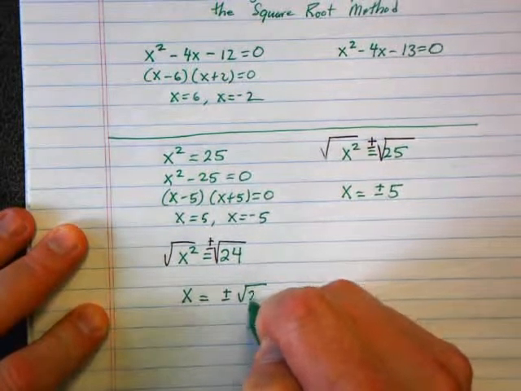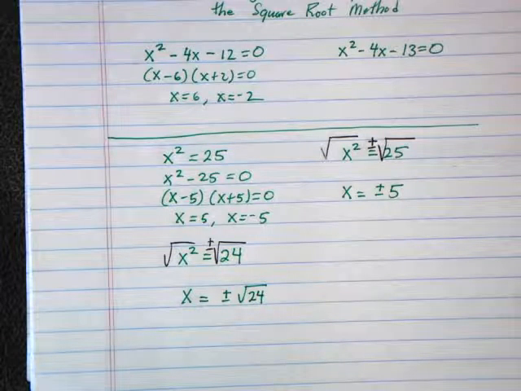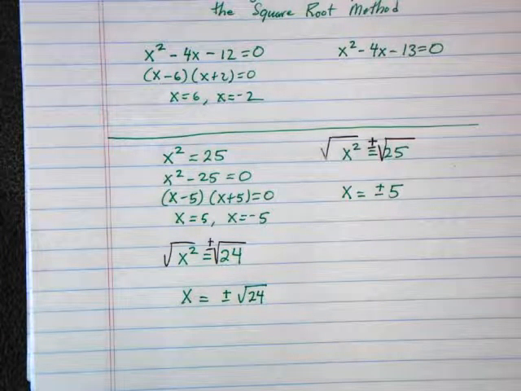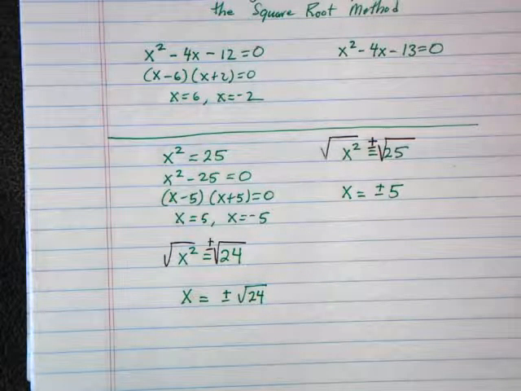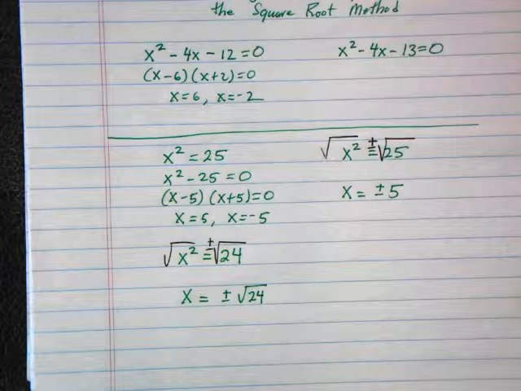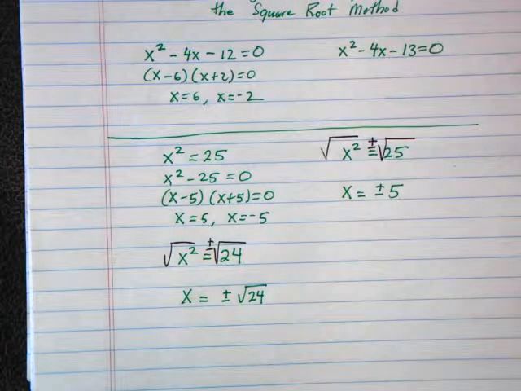Now, as far as I'm concerned, that's a perfectly acceptable answer. I don't mind that. However, when you go to do your extra credit work on MyLab, you go to do your homework, MyLab's not going to take that answer. Why not? It wants all square roots simplified. That's correct. And that's why we did that section the other day on simplifying square roots.